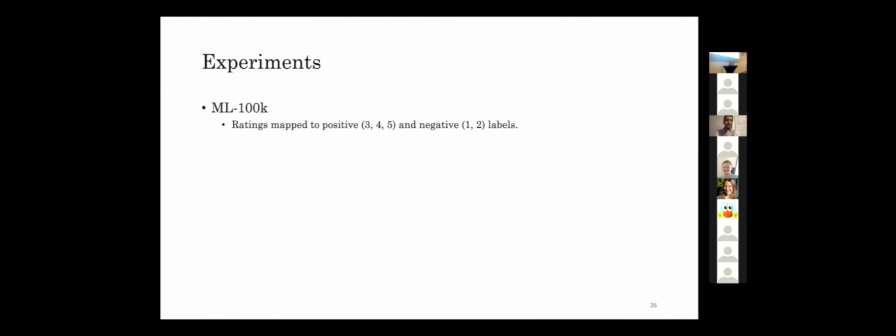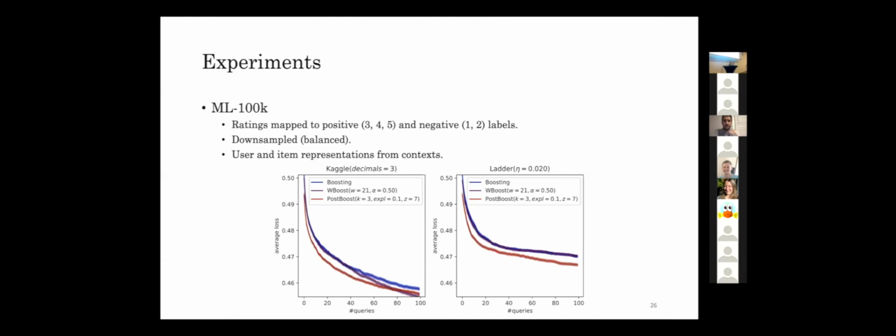Then we extended it to the famous MovieLens 100K. I simplified the problem to a binary classification problem, and downsampled the data to be balanced. I obtained user and item representations from the context. We somehow observe similar patterns here. Still, this W boost is able to learn the distribution shift over time. And again, post boost is able to reveal some information about the data. Most interestingly, maybe, although the data were sampled to be balanced, the chance level still is not 50%. Just before looking into the data, the post-boost attacker could reveal 1% of the labels. So this is interesting, I think.